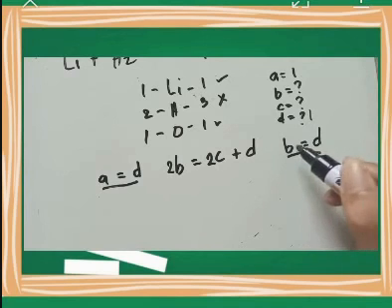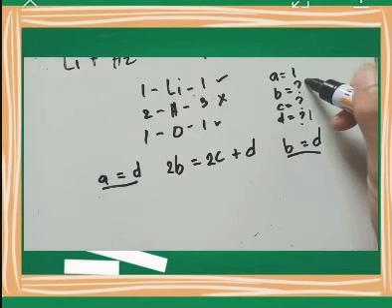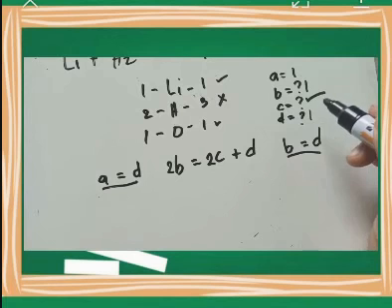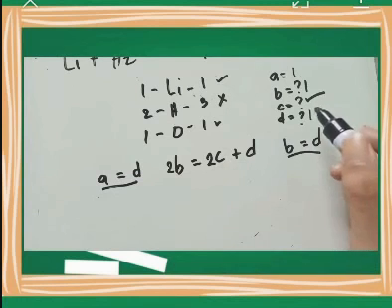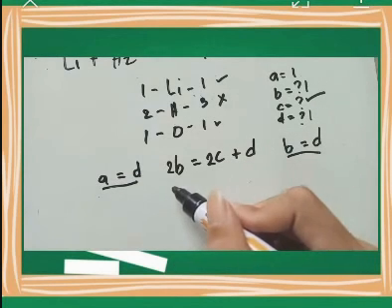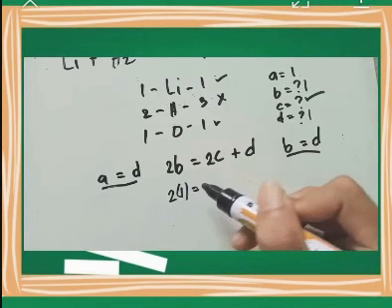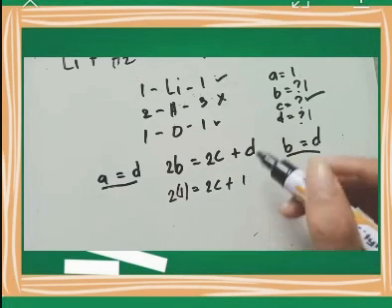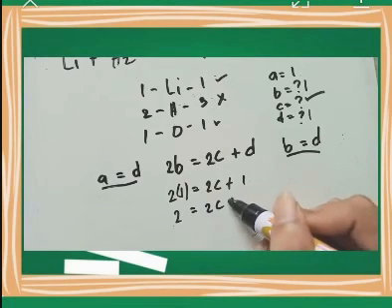And also in this equation, B is equal to D. Therefore, D is 1, so B is also 1. So now, only one unknown is left. In order to get this unknown, we have to substitute the values. So 2B is 1, and 2C is unknown, plus D is 1. Therefore, 2 is equal to 2C plus 1.